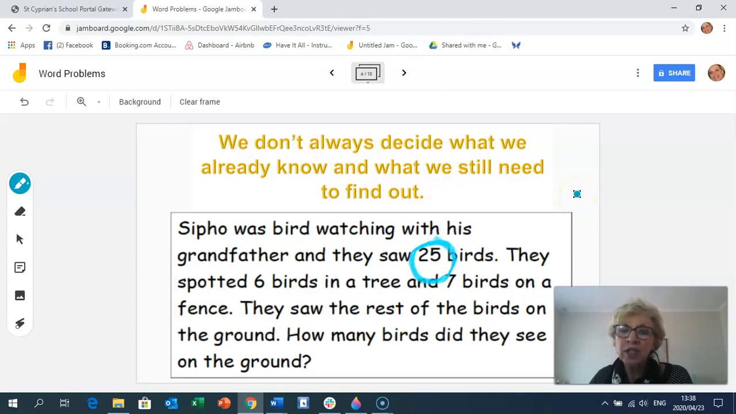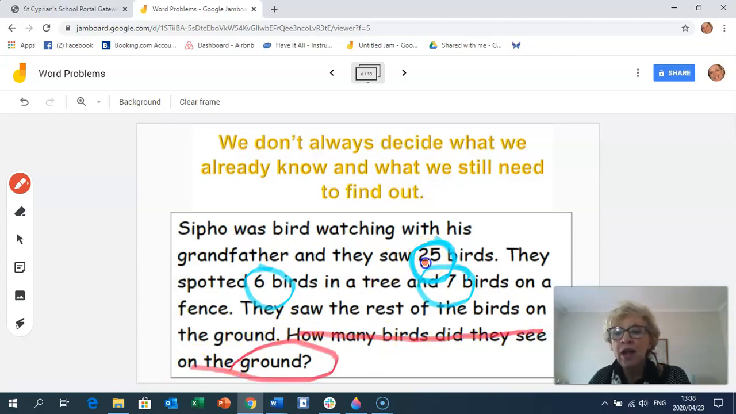They spotted 6 birds in a tree and 7 birds on a fence. They saw the rest of the birds on the ground. How many birds did they see on the ground? What's the question? Hugely important. It's how many birds were on the ground.